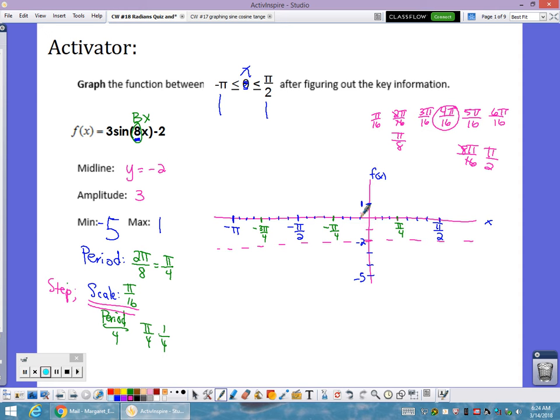Then we're going to go negative pi over 16, negative pi over 8, negative 3 pi over 16. So we're just doing the same thing, but we're counting backwards. Okay, so I am just going to label that much just because it's going to get too messy.